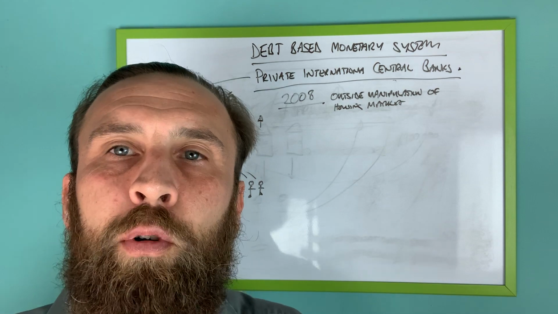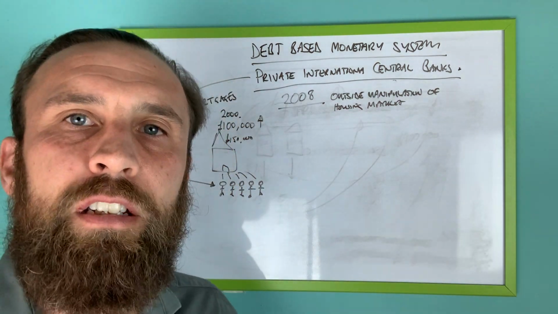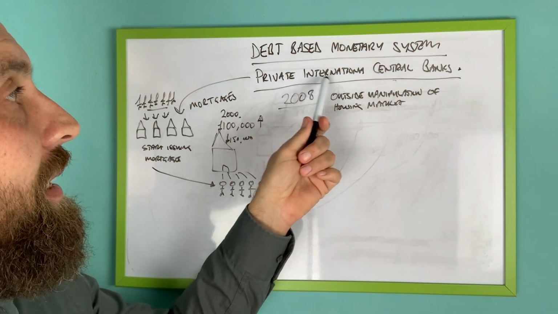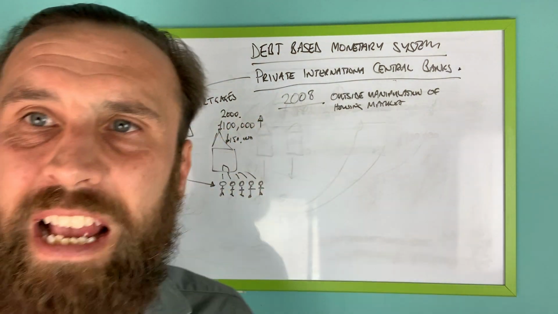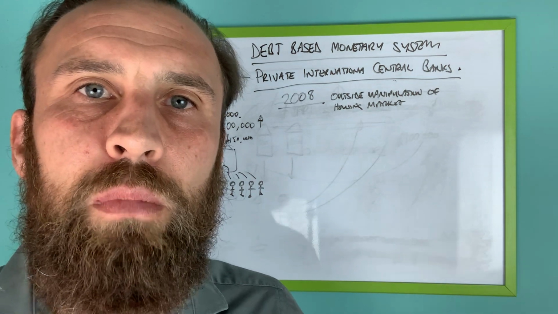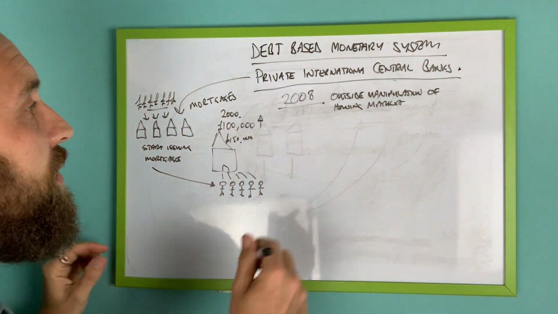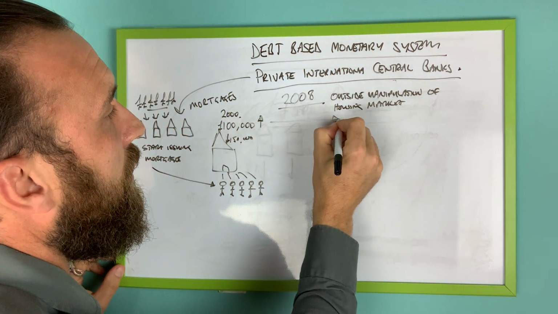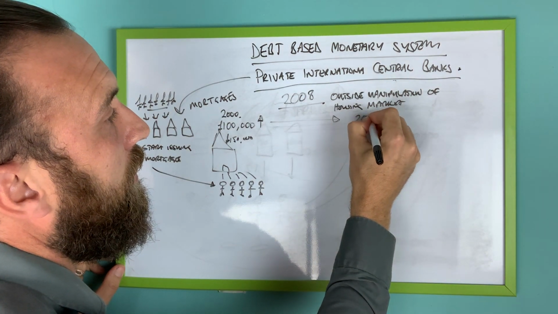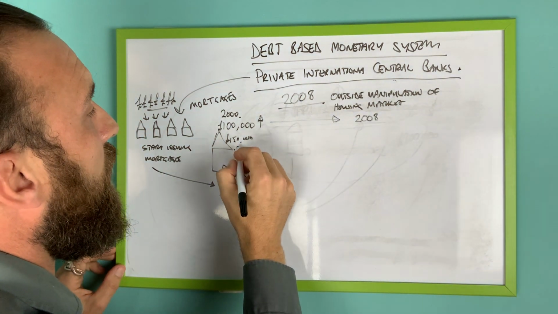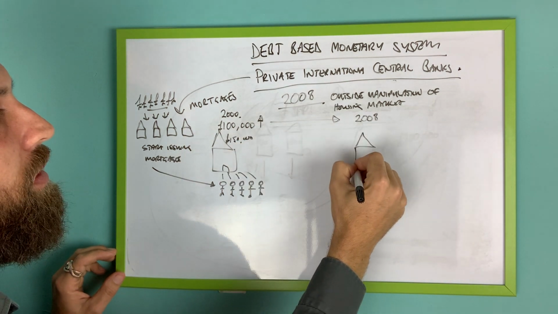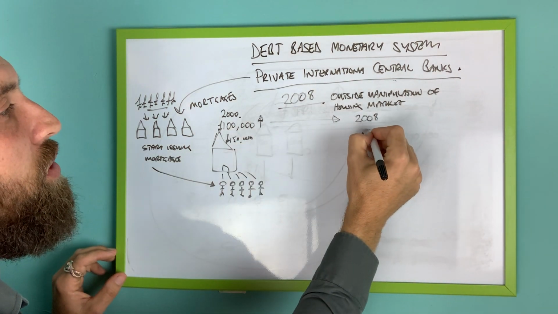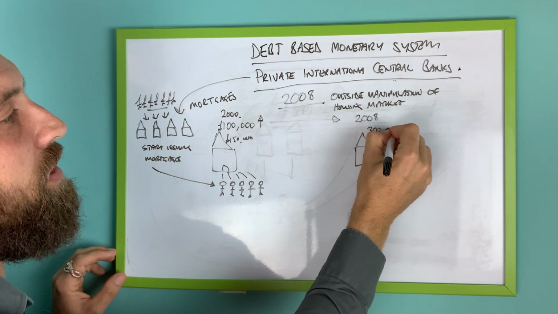So the price of the house has been inflated artificially by the international central banks pumping money into the system and telling the banks to sell mortgages. So this continued all the way up to 2008, where this house that was originally sold for £100,000 was sold in 2008 for £300,000.